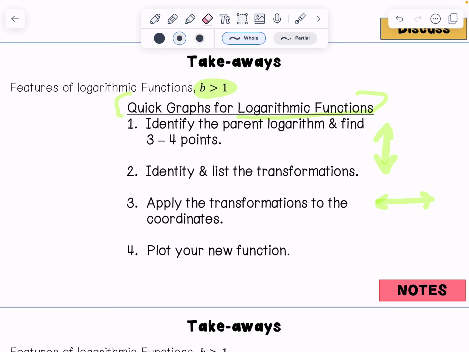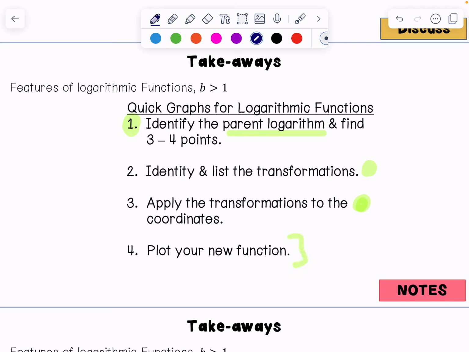So as we're looking at that, you guys can see here, this is what our steps are going to be. The very first thing we always want to do is identify what is our parent logarithm. That's going to help us find our original points. And when I say that, I mean like, what is the base? Is it a log base 2, a log base 3, a log base 4, a common log, a natural log? And then we're going to identify what transformations are there, apply those transformations to the coordinates, and then we can just go ahead and plot our new function.